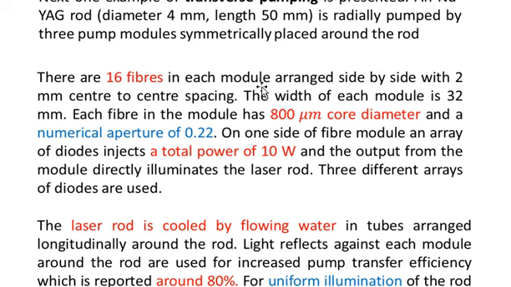There are 16 fibers in each module arranged side by side with 2 mm center to center spacing. The width of each module is 32 mm. Each fiber in the module has 800 micrometer core diameter and a numerical aperture of 0.22. On one side of the fiber module, an array of diodes injects a total power of 10 watt, and the output from the module directly illuminates the laser rod. 3 different arrays of diodes are used.